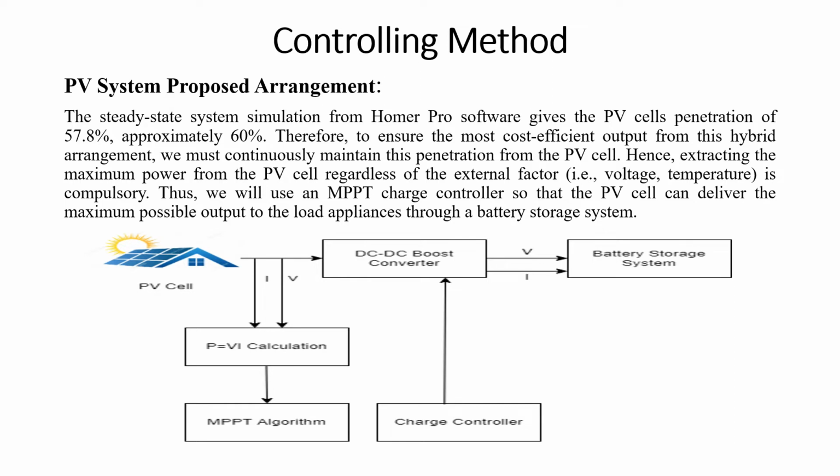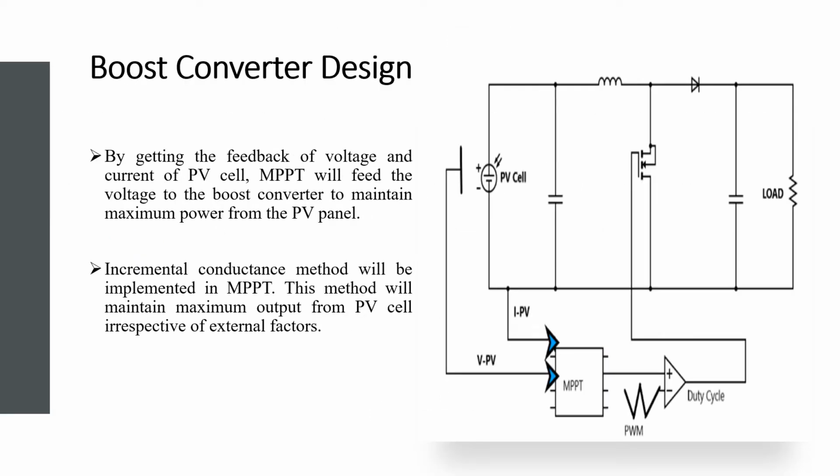So this algorithm will take the feedback of voltage and current. Based on its feedback, it will feed the voltage to the DC to DC boost converter, so that the DC to DC boost converter provides maximum output to the battery storage system, so that the PV system can maintain its maximum efficiency. So this is the circuit diagram of the boost converter.